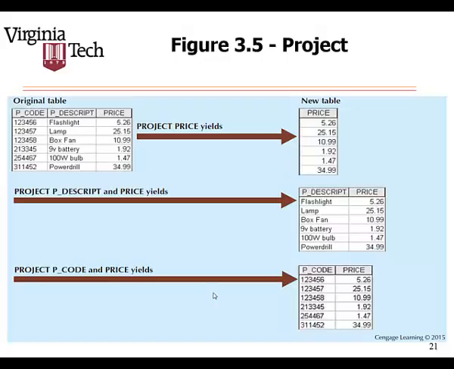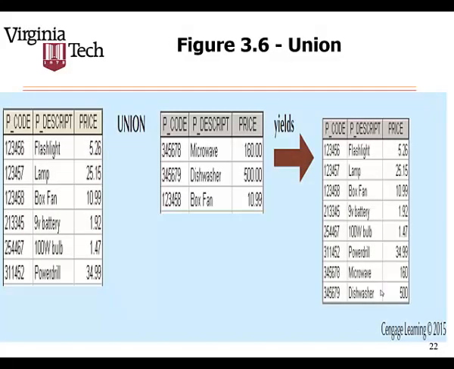Project just means limit the number of columns that are returned. If we project price, we just get a new table with one column. Description and price, we get 2 columns. P code and price. Project means limit the number of columns.